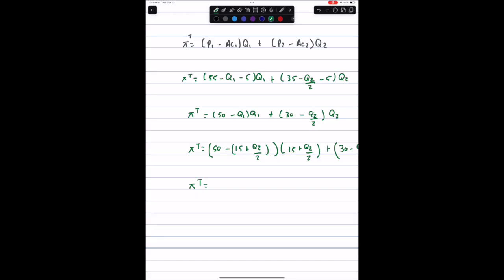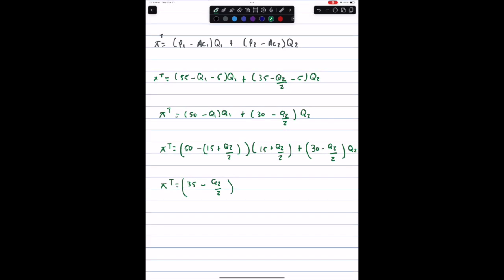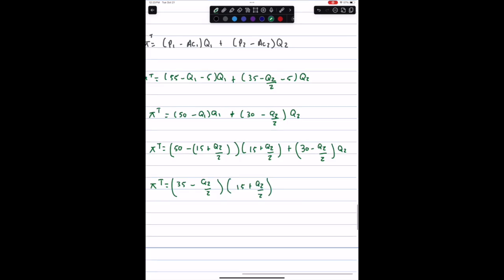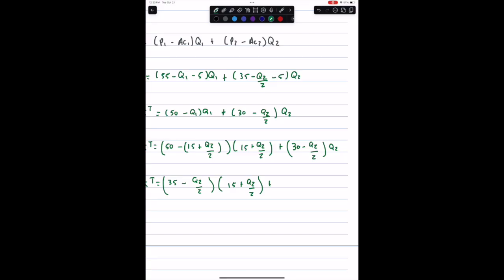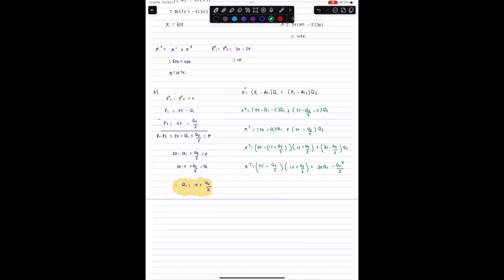Finally, we're going to do some more simplification. Profit is equal to 50 minus 15 is 35, minus Q2 over 2, right, because of the negative that we distribute into the bracket, multiplied by 15 plus Q2 over 2, plus 30 Q2 minus Q2 squared over 2.